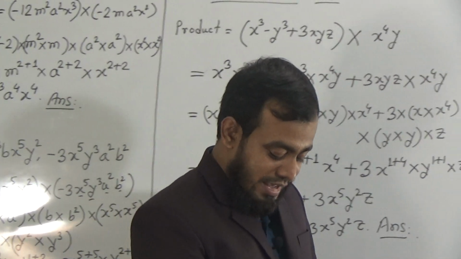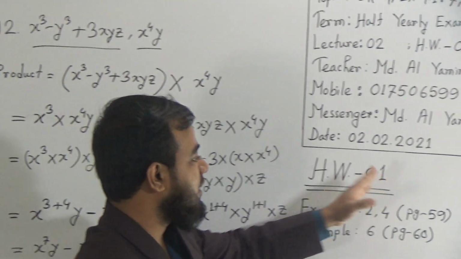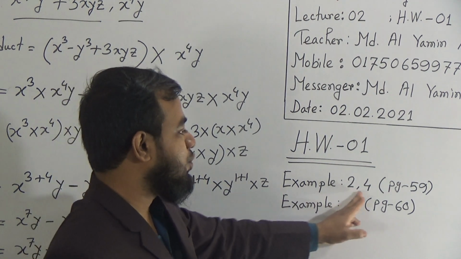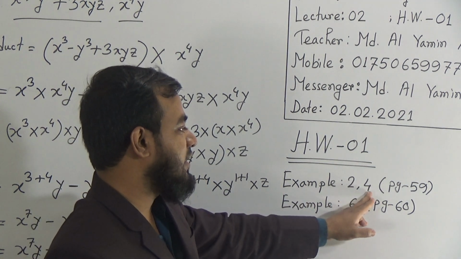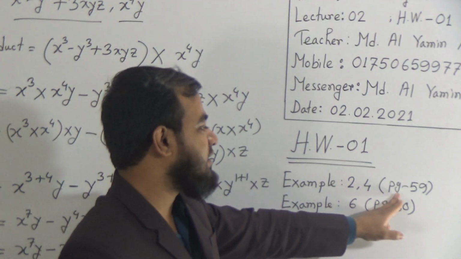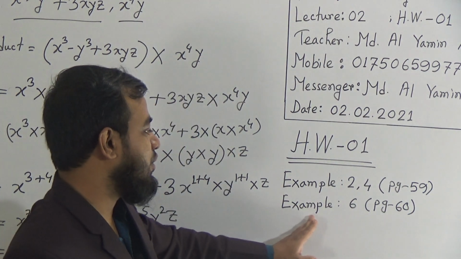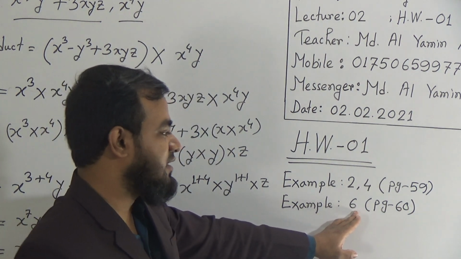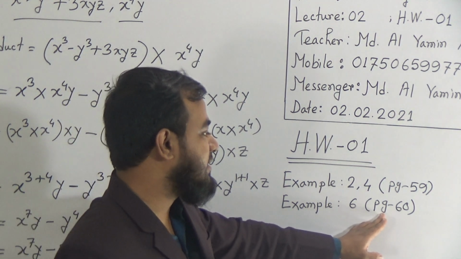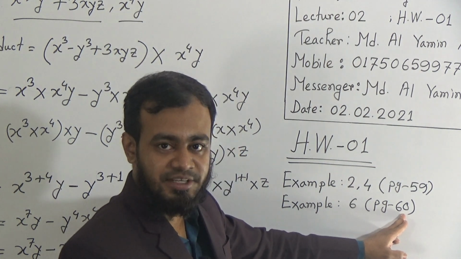It's your first HW, that means your HW number is 1, and you must do on your HW example number 2 and 4. 2 and 4 are monomial with monomial multiplication. It is on your page number 59. And you must also do example number 6. The 6 is multiplication of polynomial with the monomial expression. This is on page number 60.